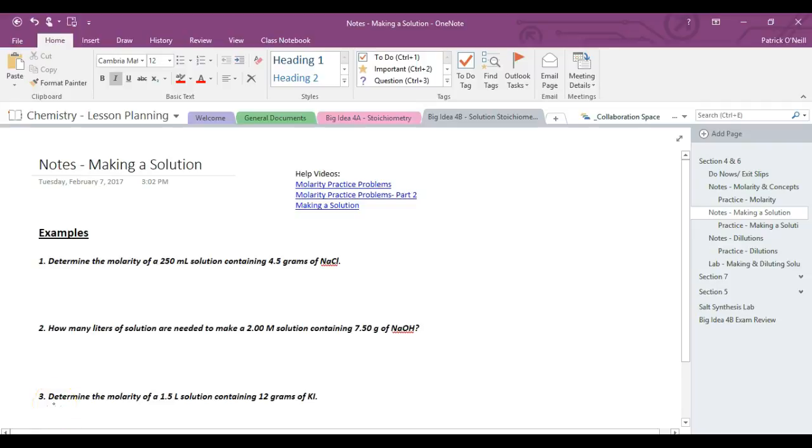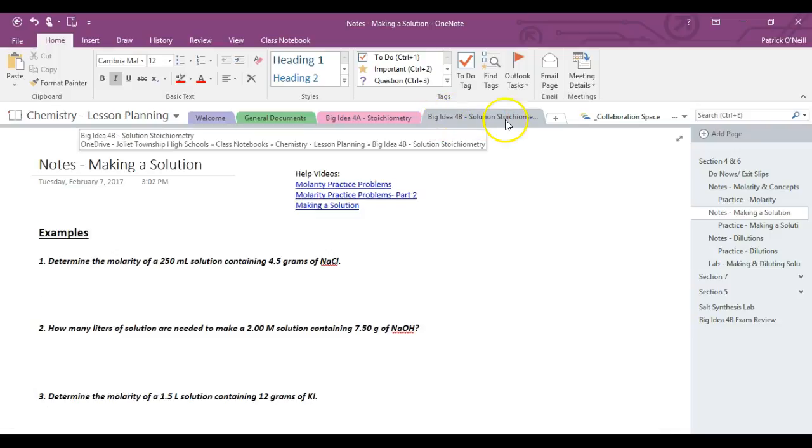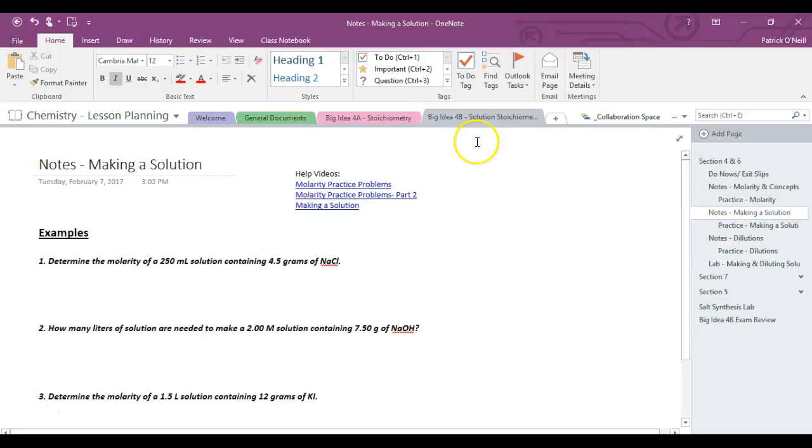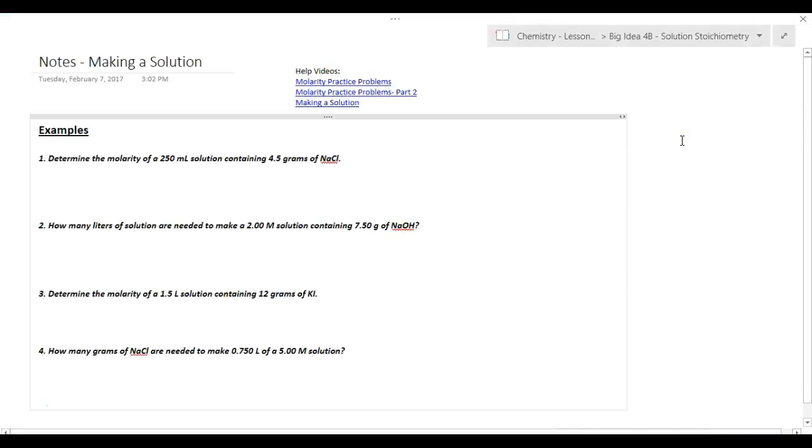Hi guys, so today I want to go through the second set of notes from our Unit 4b. We're in Big Idea 4b, Solution Stoichiometry, and we're going to go over the notes on making a solution. If you want to click on that, open up widescreen for that.